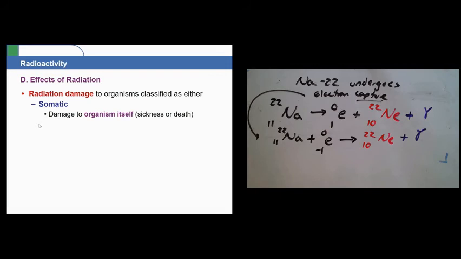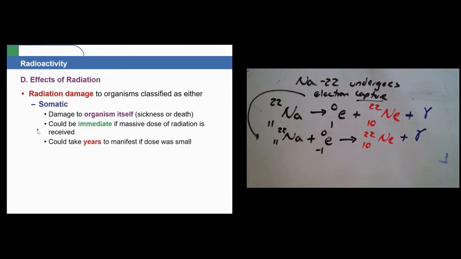If you have too many cells that die, you're going to be sick or even die. And it could be immediate if a massive dose of radiation is received, or it could take years to manifest if a dose was small. Now, the most common form of somatic damage, we call it cancer. As you guys learned last year in biology, hopefully, if you get a mutation in your DNA that prevents it from stopping replication, then we call that cancer.